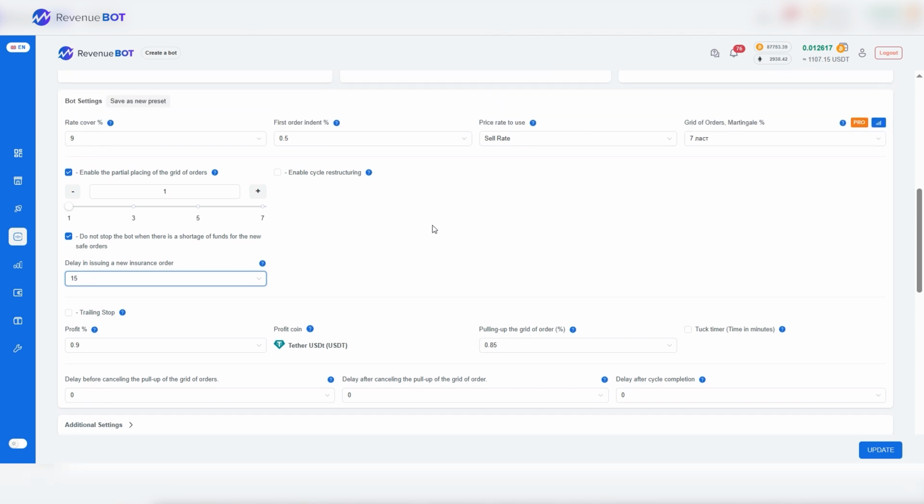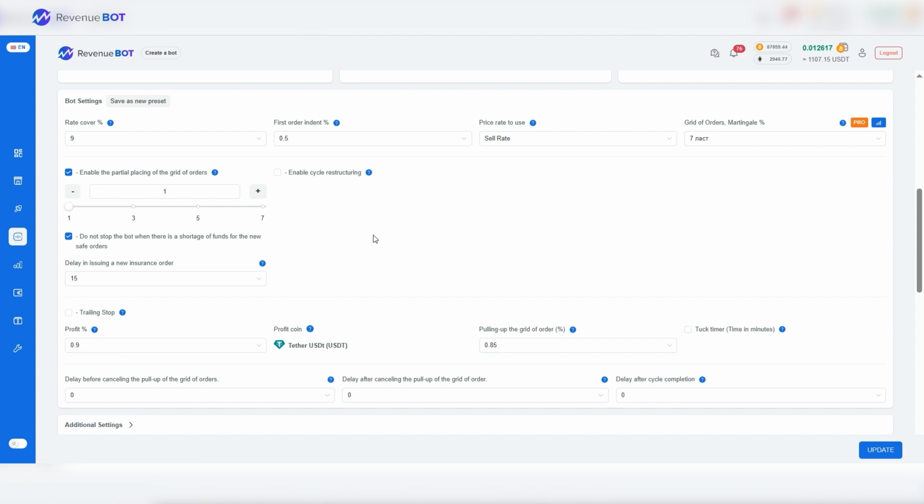How it works. Let's look at this bot as an example. In my bot, there are 7 orders, and partial placement, 1 order, is enabled. The bot places the first order. Once it is filled, a take-profit order is placed. The second safety order is not placed immediately, but after 15 minutes in this example. Once it is placed and filled, the bot immediately adjusts the take-profit order. The third safety order is placed after another 15 minutes. If it is filled, a new take-profit order is placed again, and after another 15 minutes, the fourth safety order is placed, and so on, until the entire grid of orders is filled.